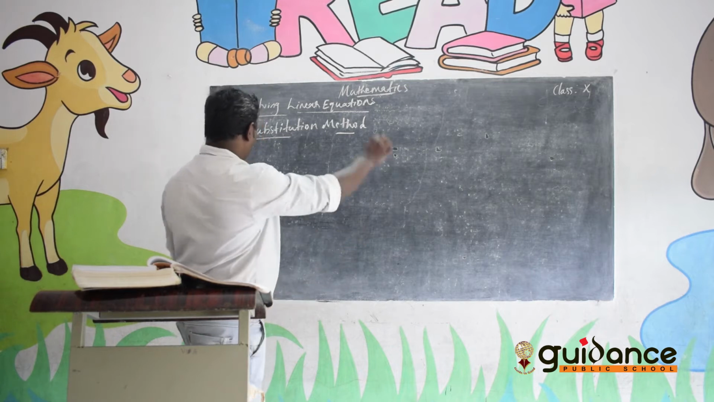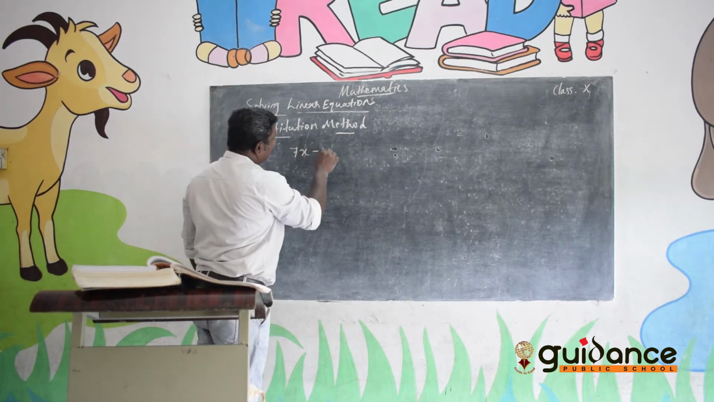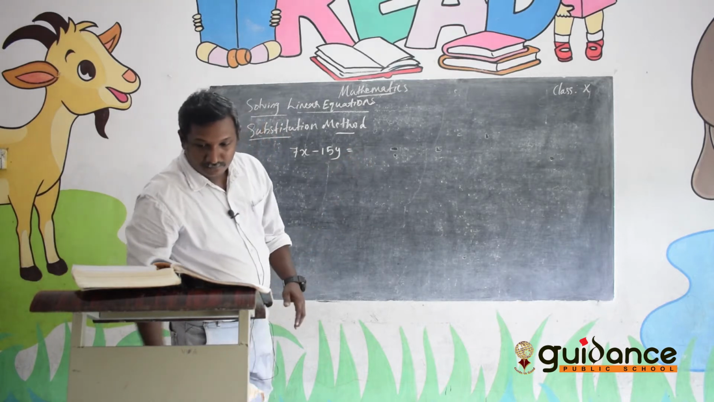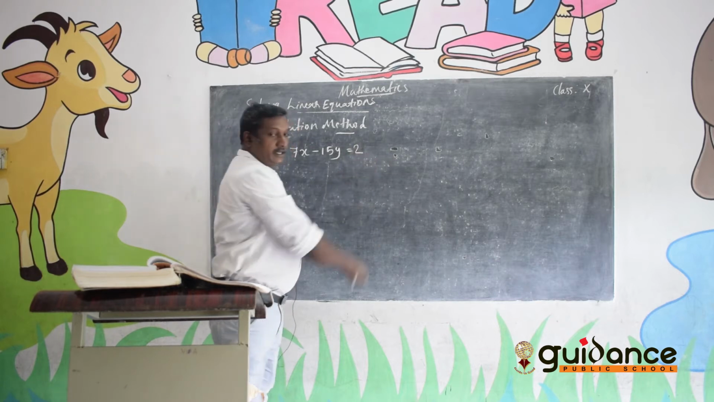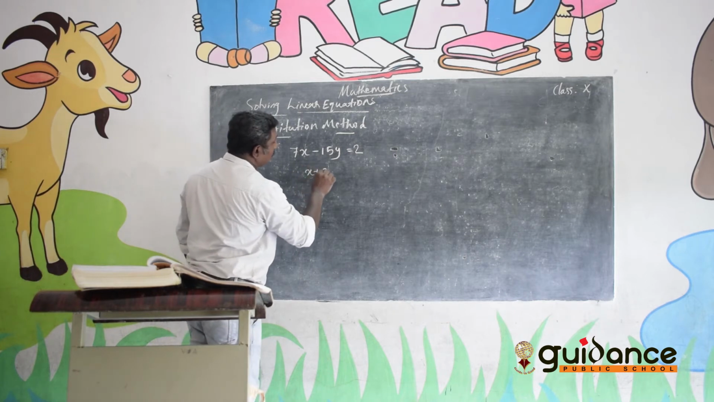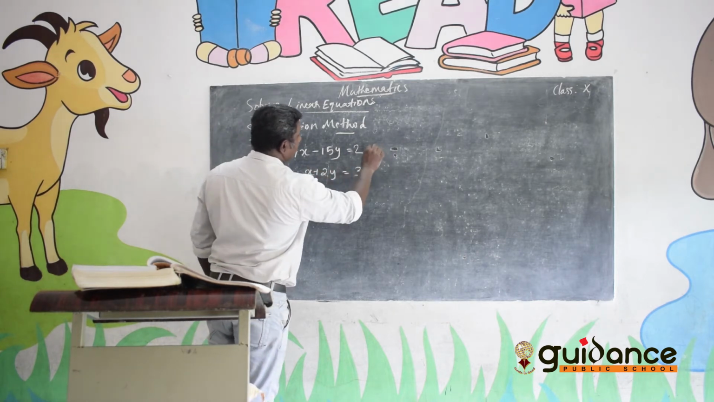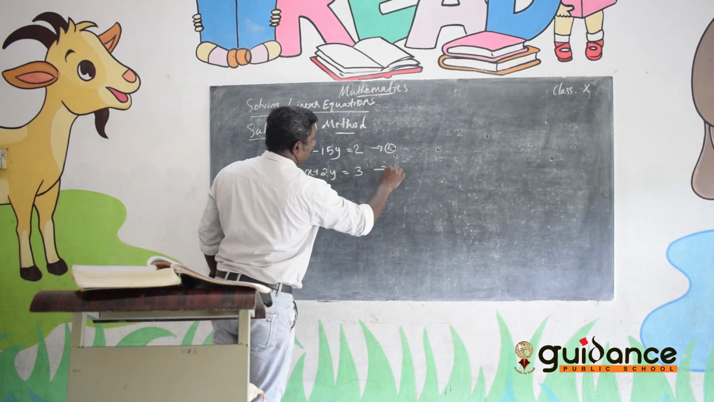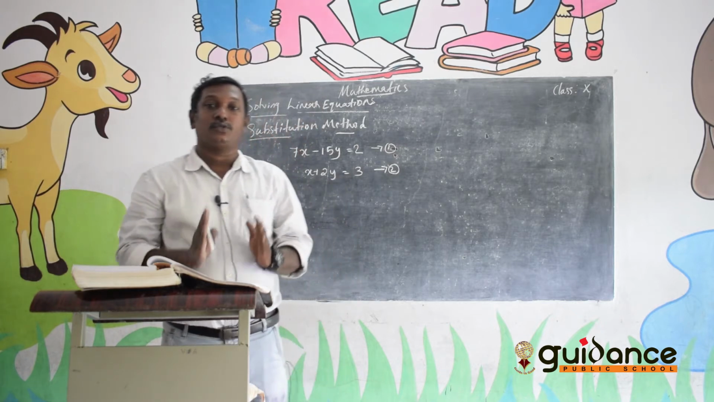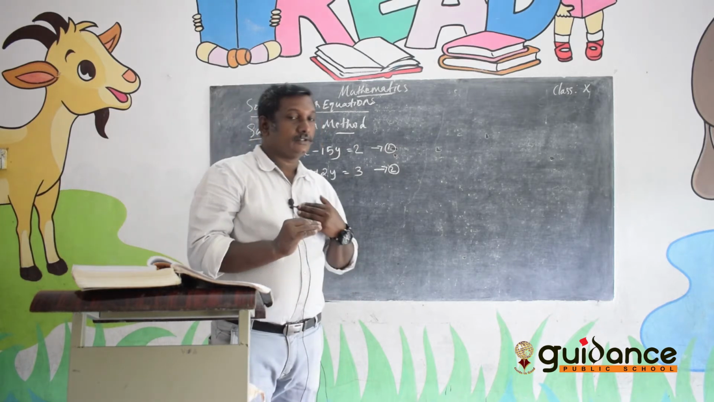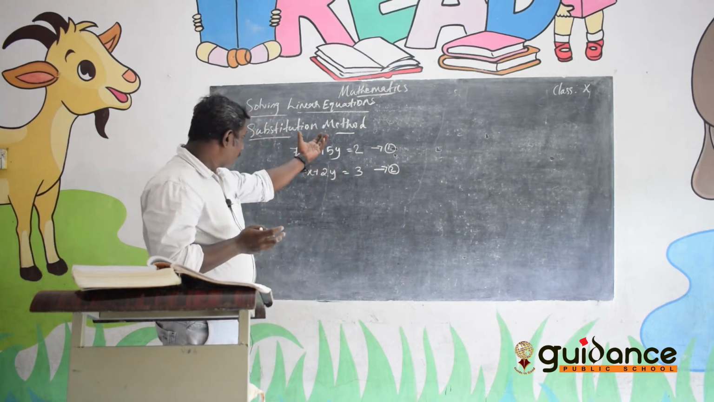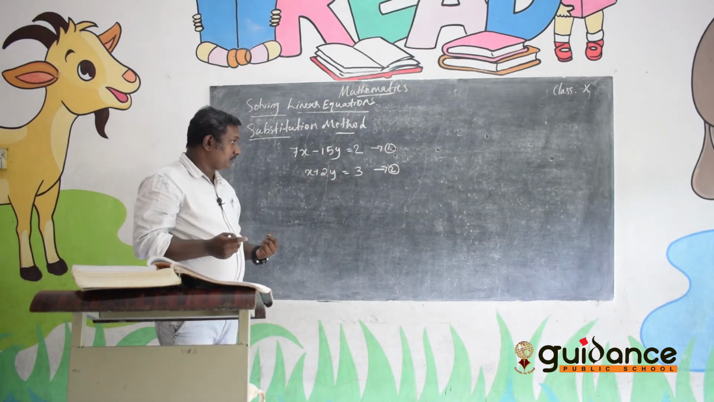7x minus 15y equal to 2, and x plus 2y equal to 3. This is equation number 1, this is equation number 2. These are the two equations that we have to solve by the method of substitution. Listen, substitution means firstly we have to go through the question. So these two equations we have.